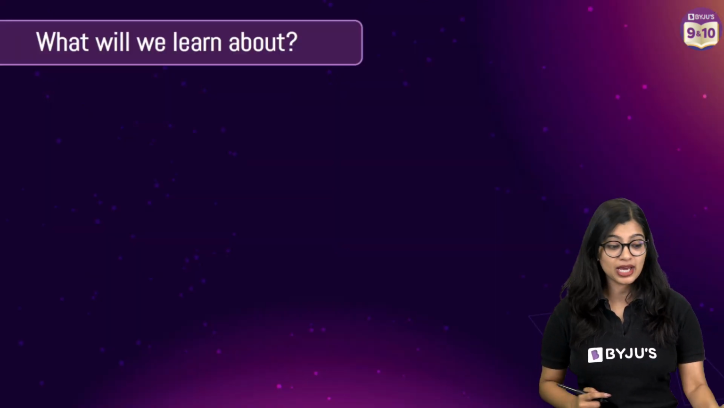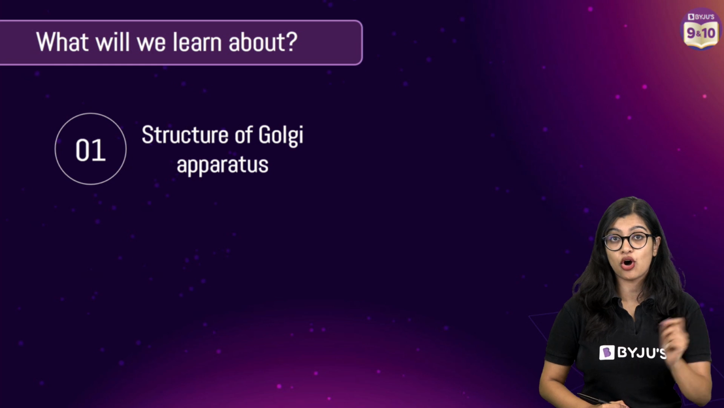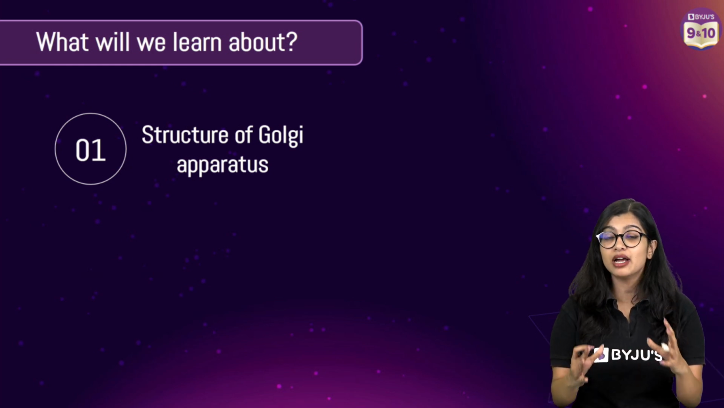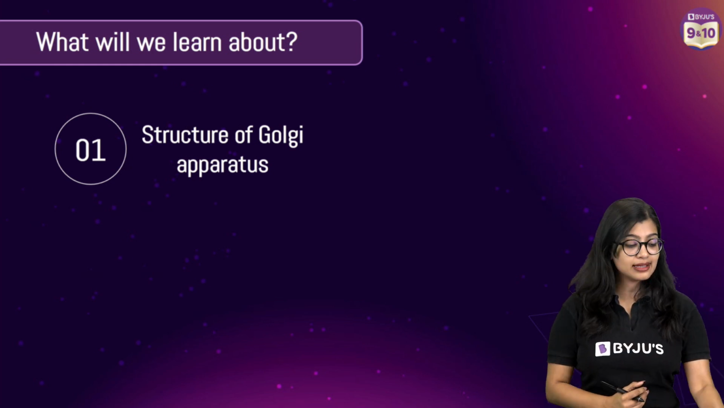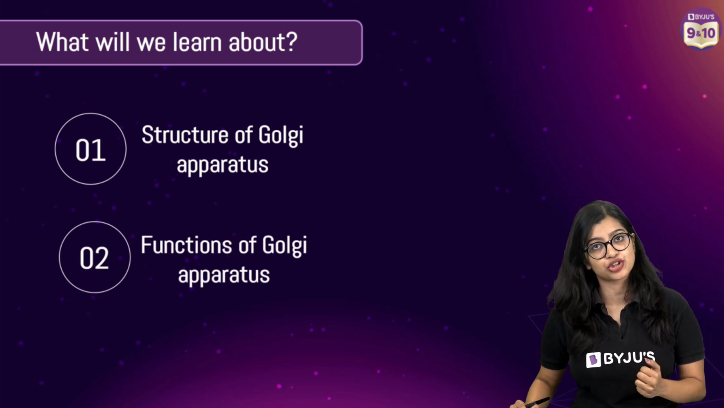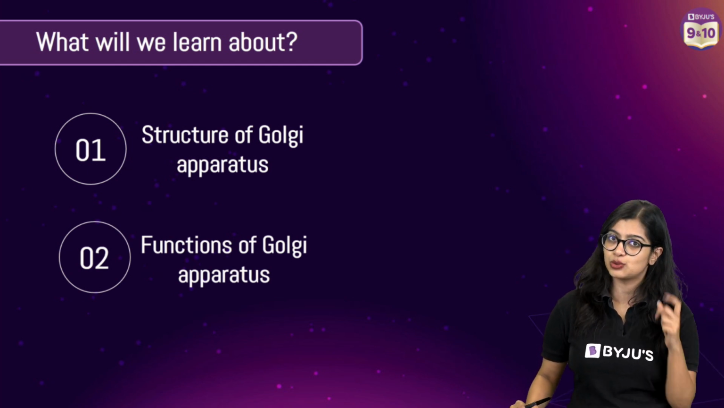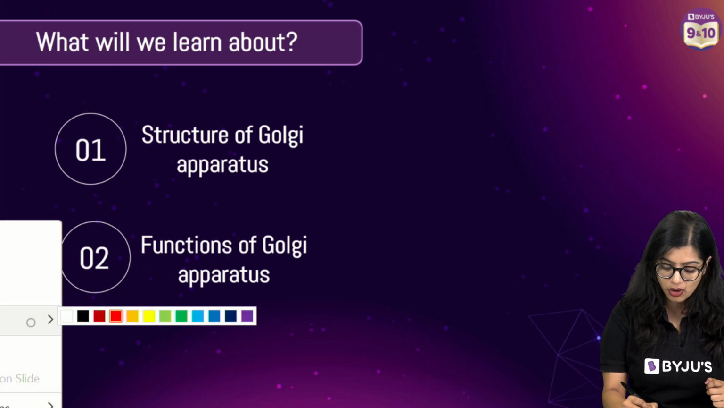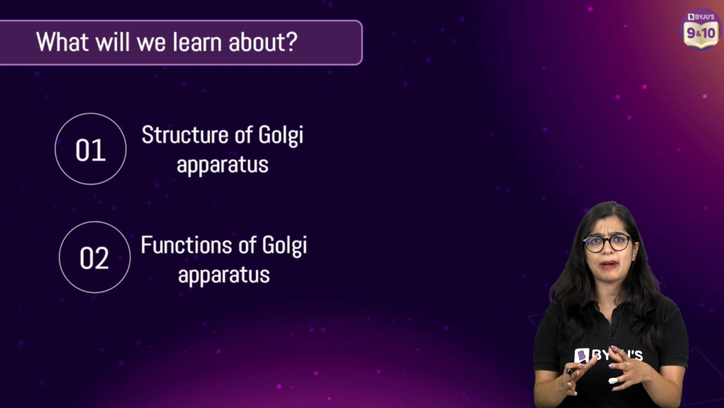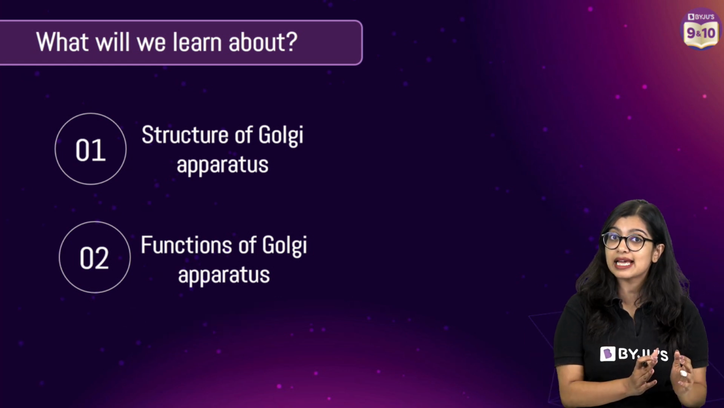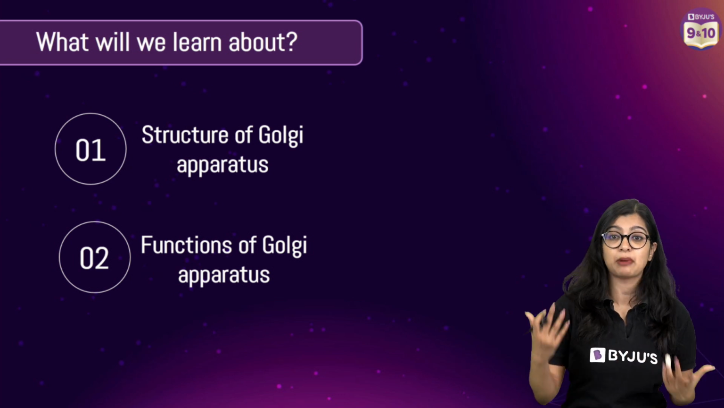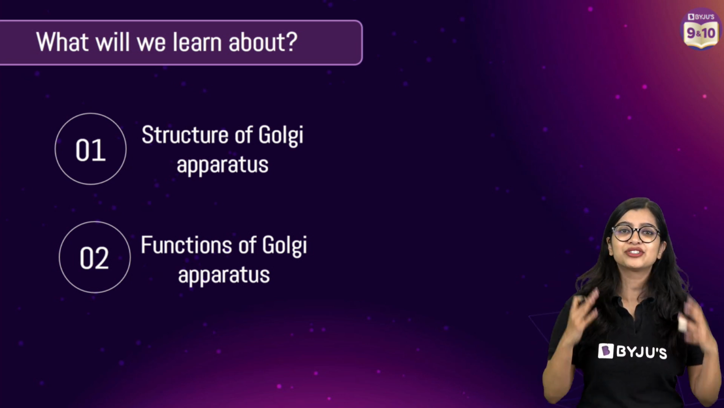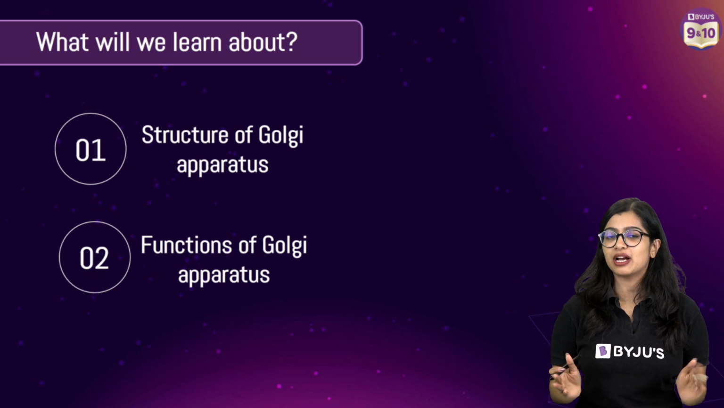In this video, we are going to be learning about the structure of Golgi apparatus, and we will be learning about what it is made of, and then we will quickly understand its function and how important it is to the cell. Now, along with this, we will also understand if we find Golgi apparatus only in animal cells or do we actually find it in plant cells as well. So these are the three important things that we are going to be covering today.